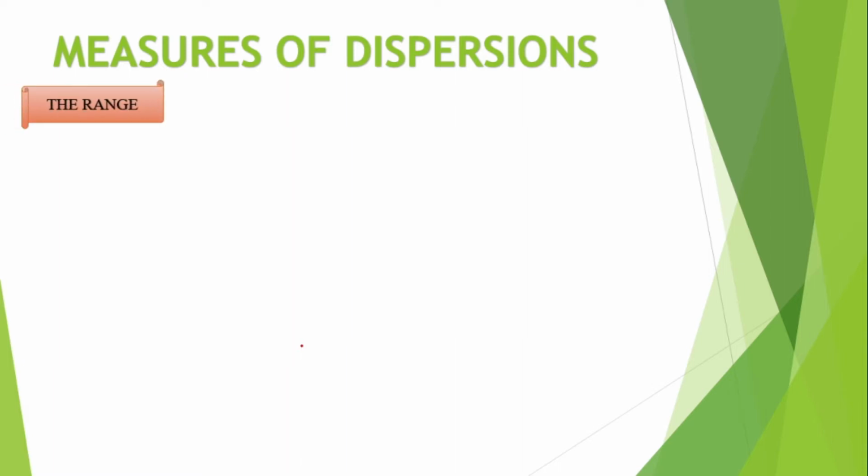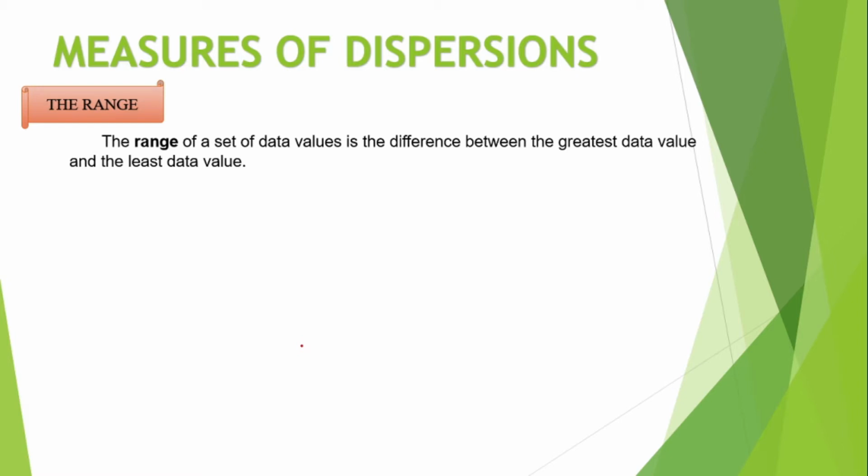When we say range, it is the difference between the greatest value and the least data value. So we need to identify first, for the given set of data, the greatest value and the least value. After that, to get the range, we subtract them to get the range of a set of data.